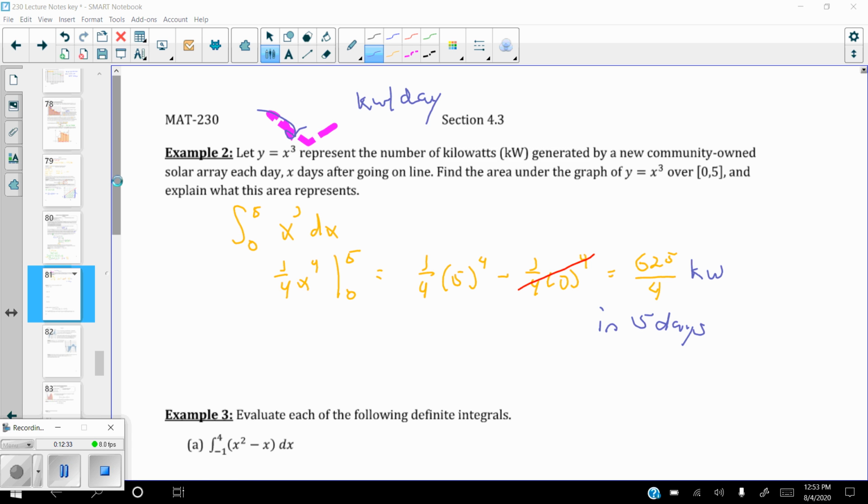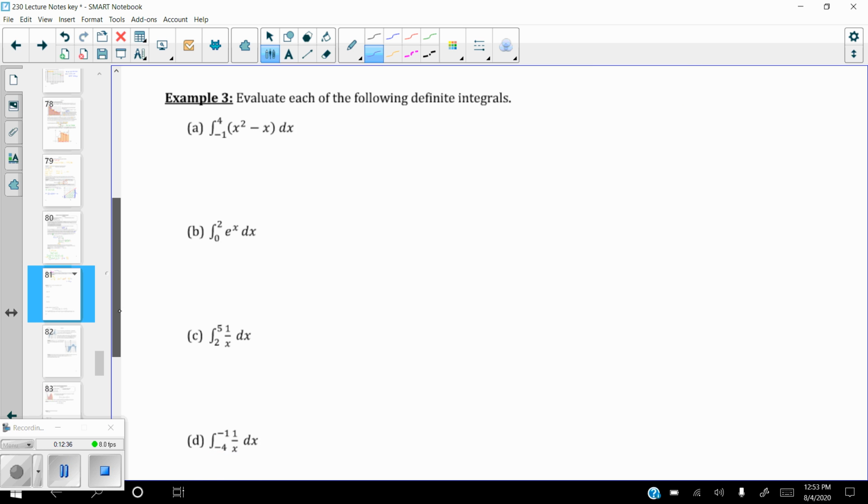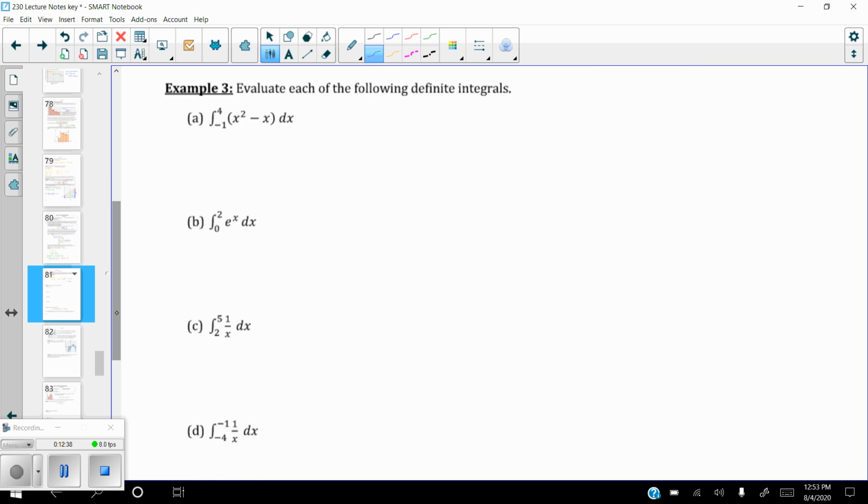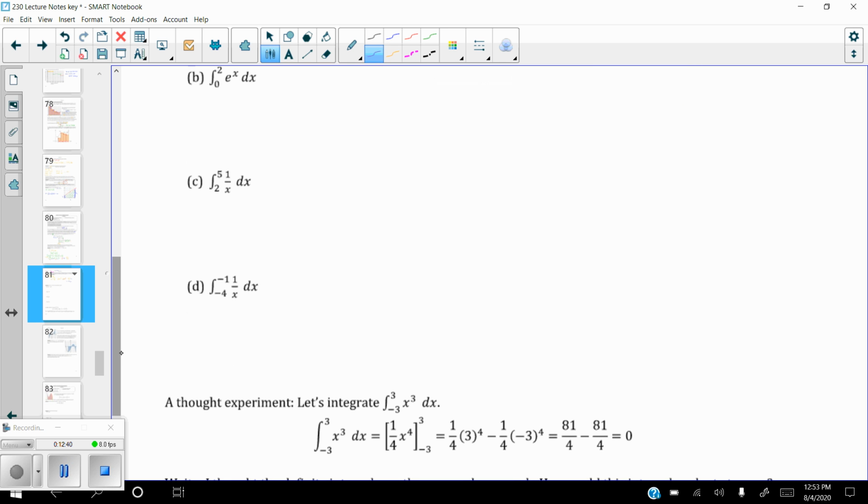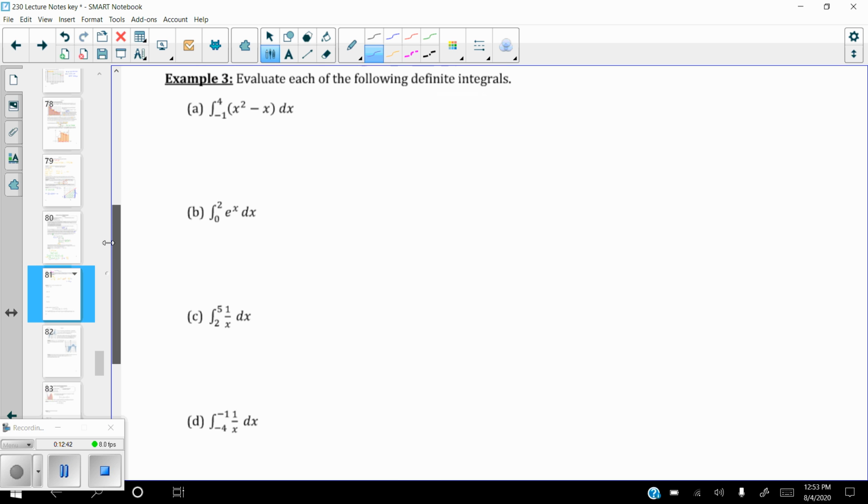All right, so let's go ahead and just get some more practice in on definite integrals. We've got A through D here. All right, so the first one, x squared minus x, we're going to take the antiderivative and we're going to get 1/3 x cubed minus 1/2 x squared, and we'll evaluate that from -1 to 4.